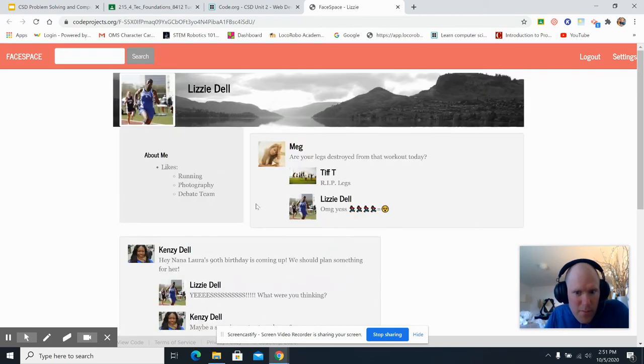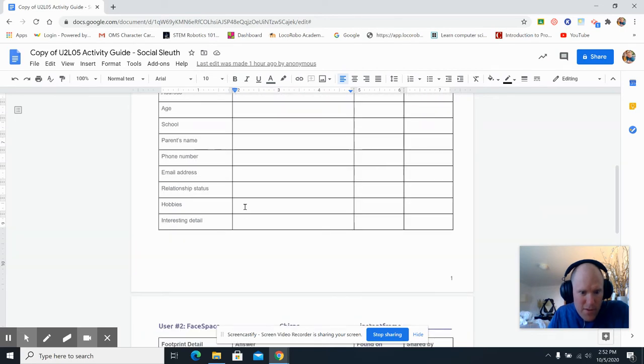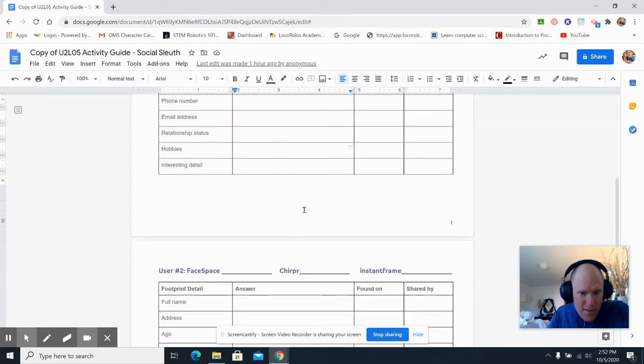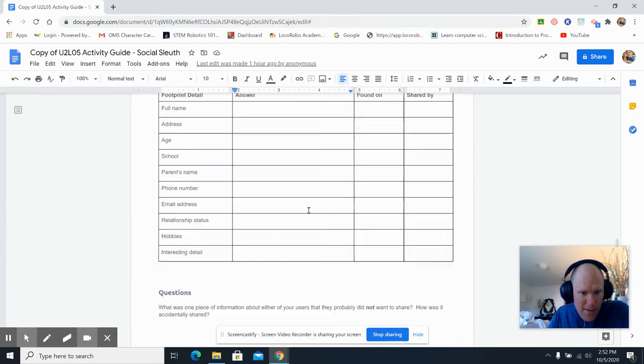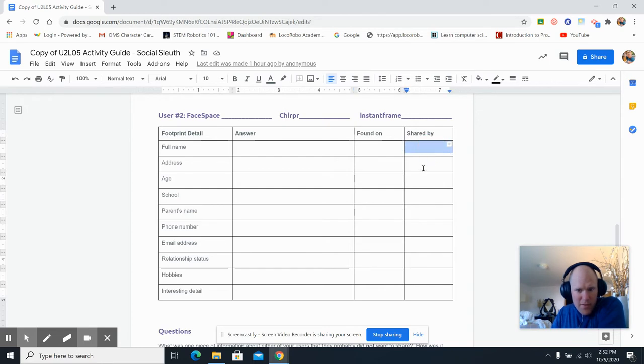So you're looking for different information, as much of the information found on this page as possible. She looks like she runs. She does photography. Then choose one of the other people, either John or Haley, and search for their information. Full name. Whoa, I can't find the full name. Well, put what you can find. Where is it found? Which Face Space, Chirper, or InstaFrame? Who shared it? Was it herself or somebody else? Address, age. You should be able to find quite a bit on these people.